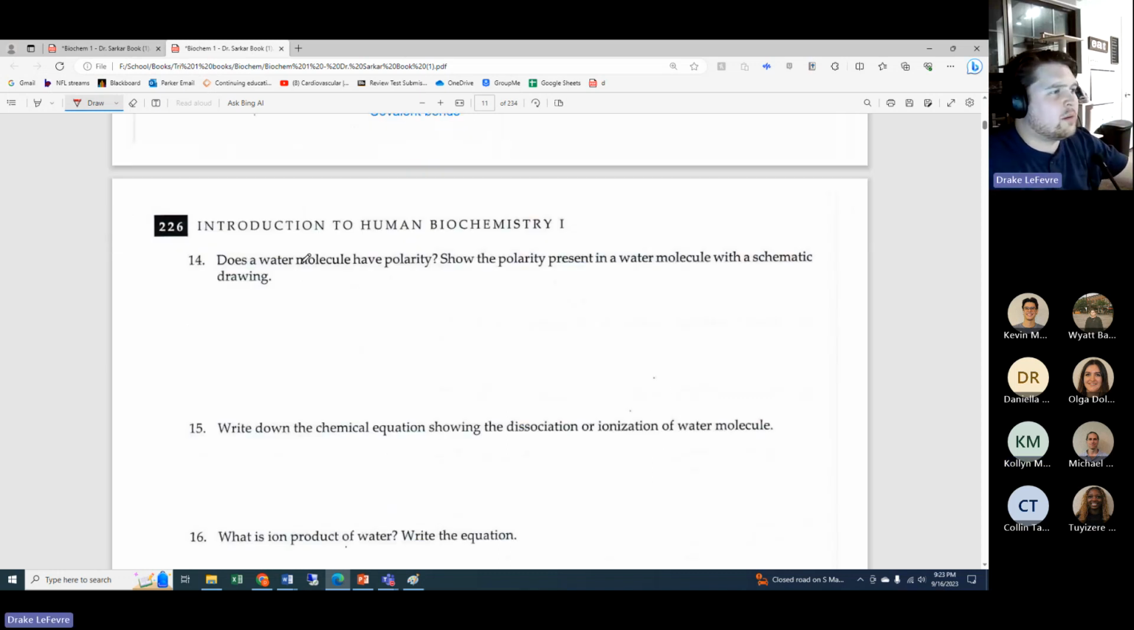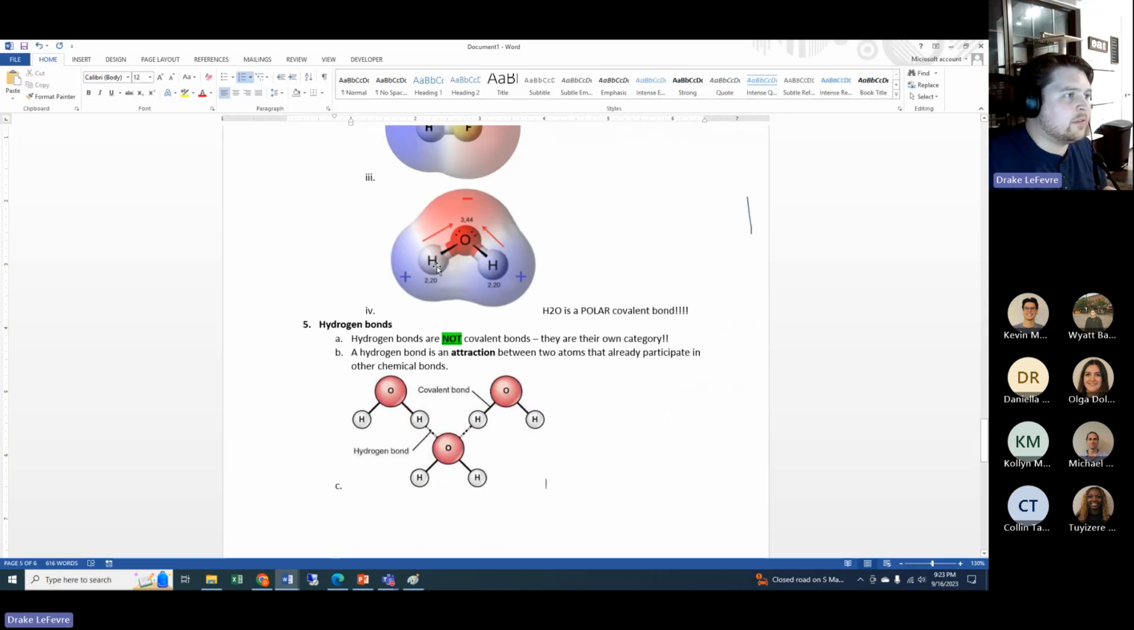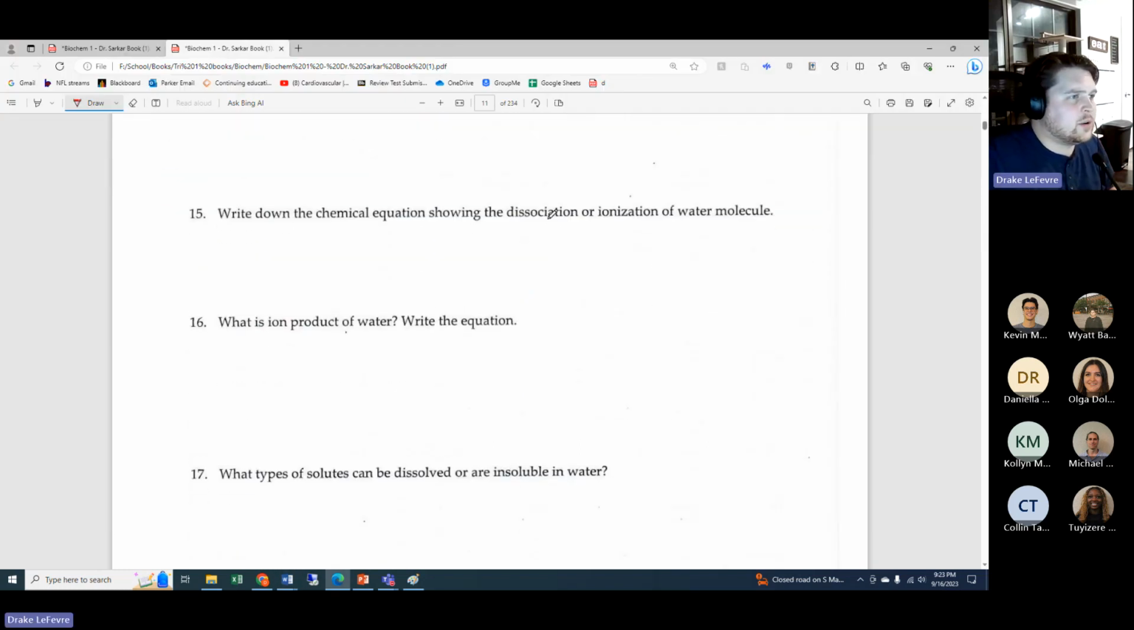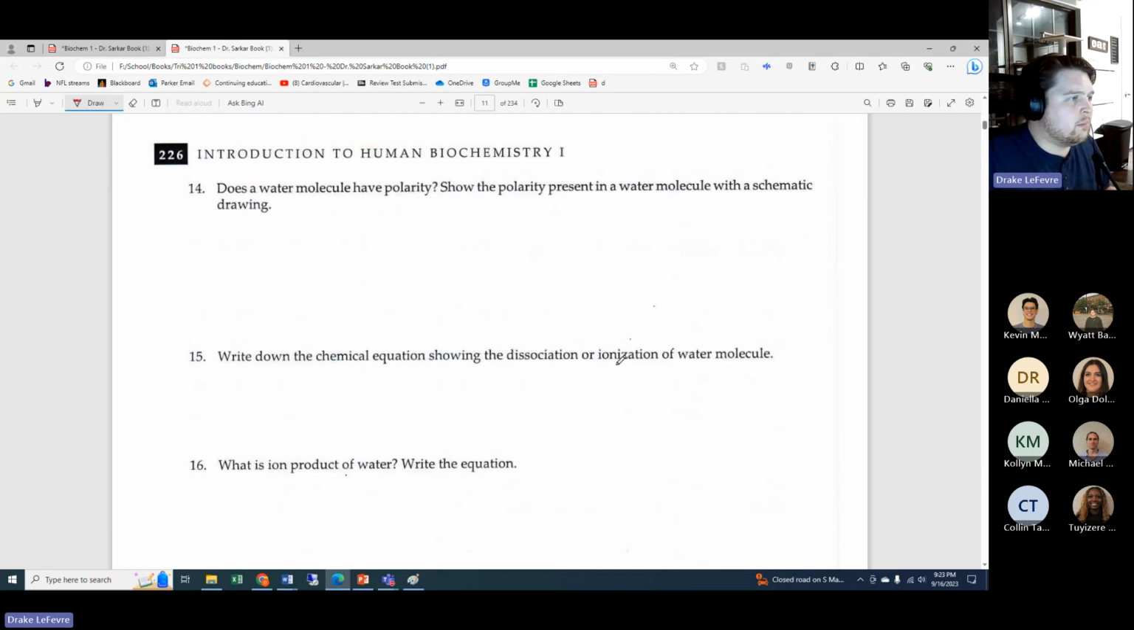So this next question: does a water molecule have polarity? Show the polarity. That's exactly what we have right here. So it is a polar covalent bond. Write down the chemical equation showing the dissociation or ionization of the water molecule. So here we go. Some new words for us.